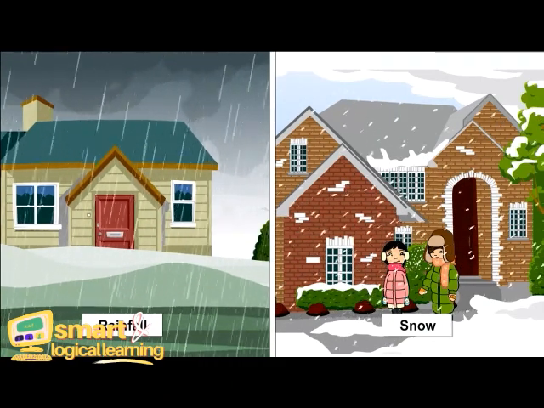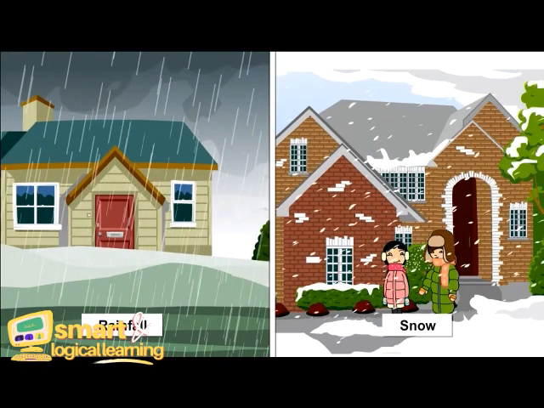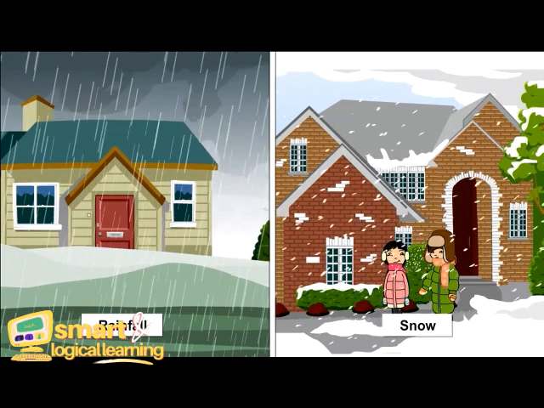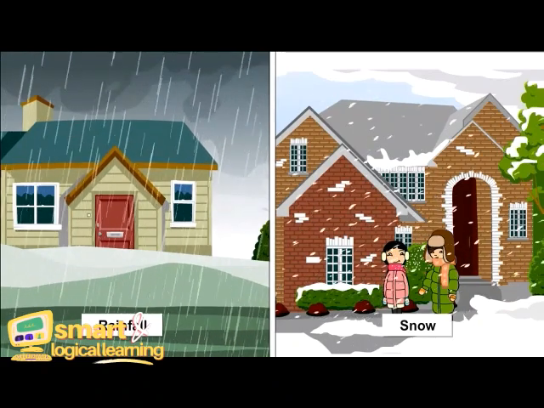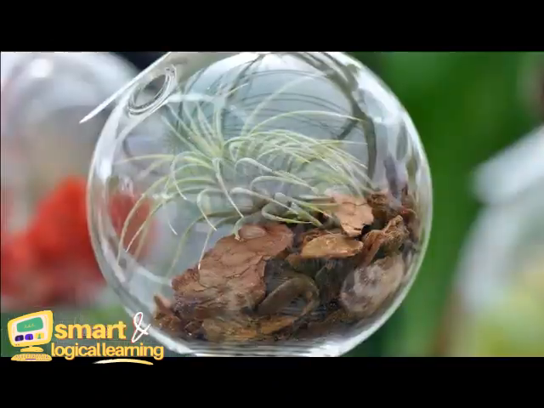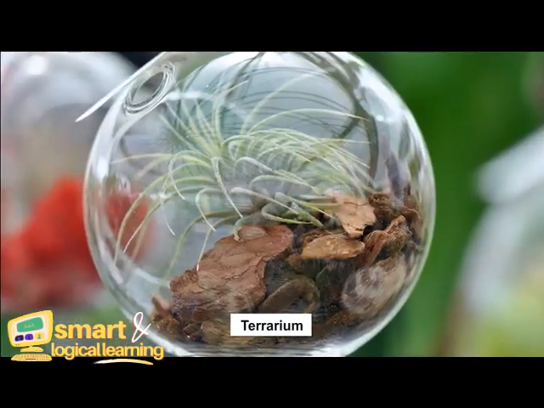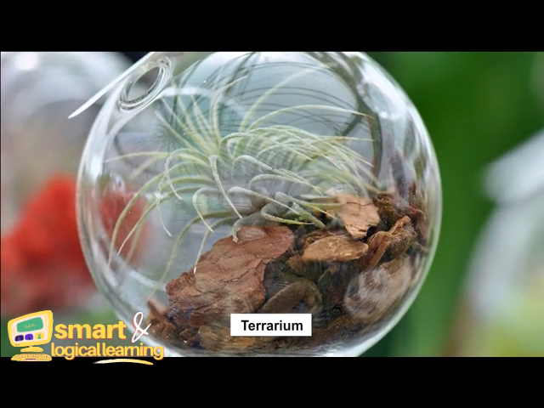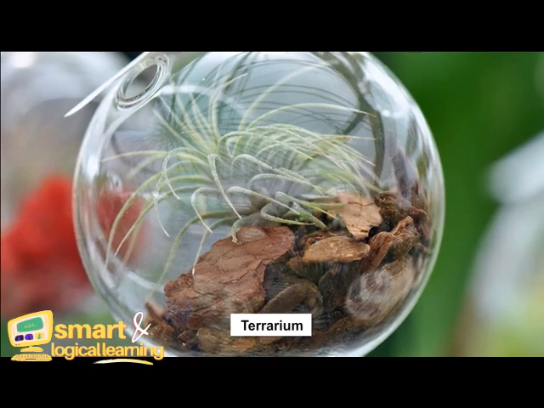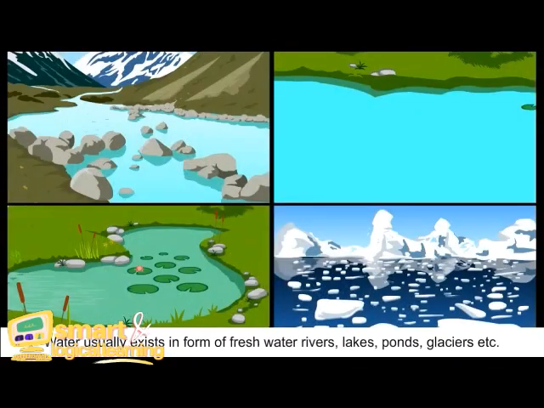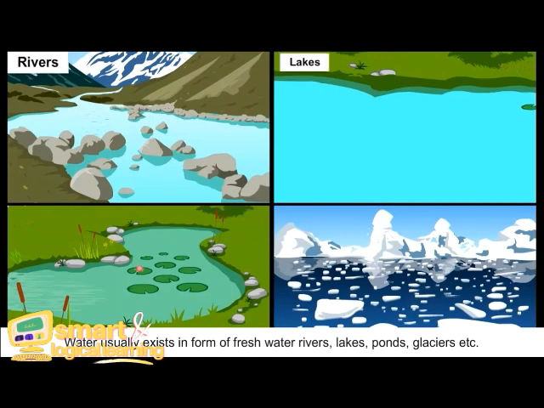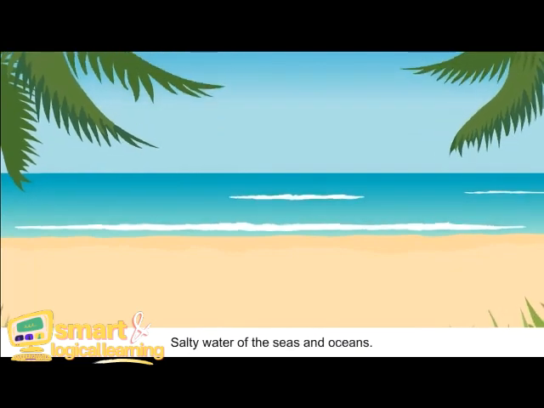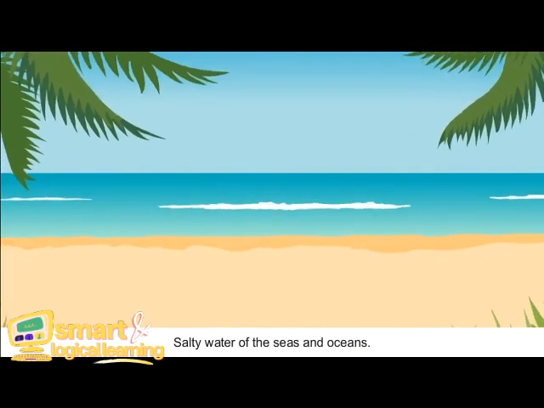Some water even flows into nearby land. In fact, the same water exists even today as that of years before. The earth is hence like a terrarium in which big and small plants, etc., can be grown using the same water in a bottle with its lid closed. Water usually exists in form of freshwater rivers, lakes, ponds, glaciers, etc., or salty water of the seas and oceans.